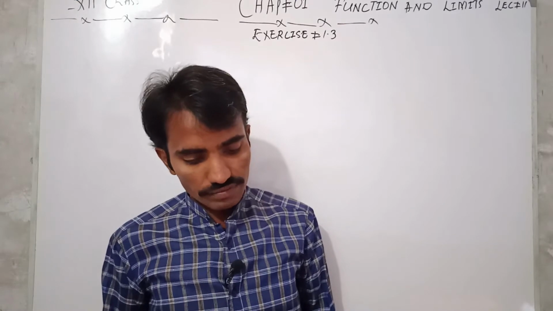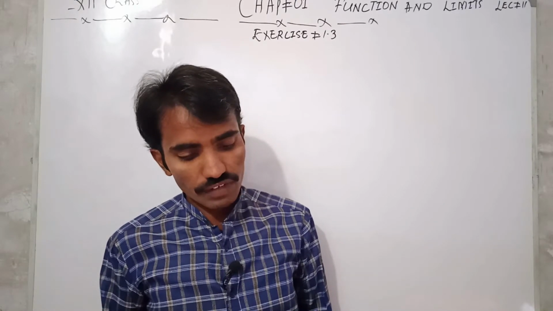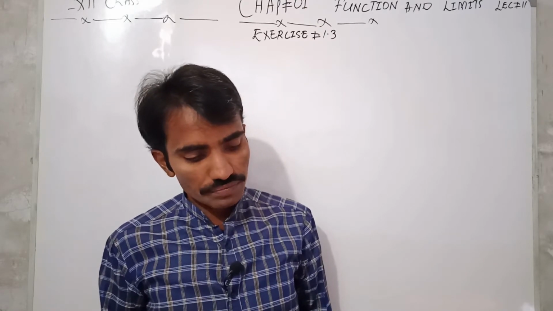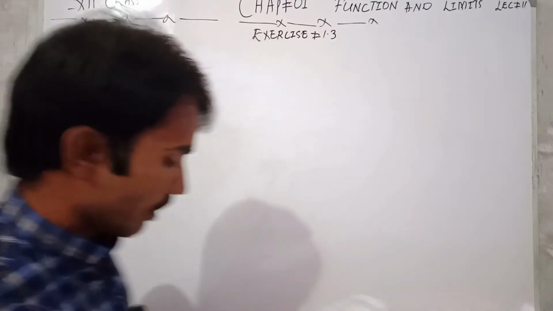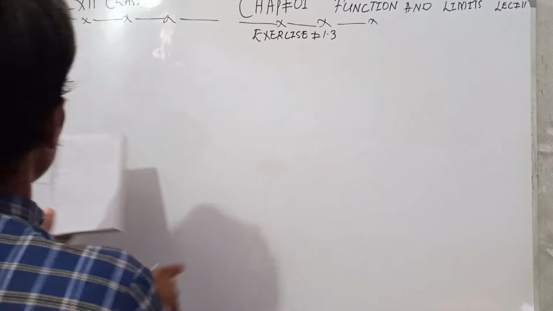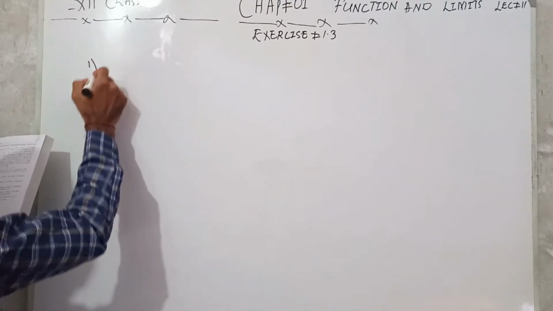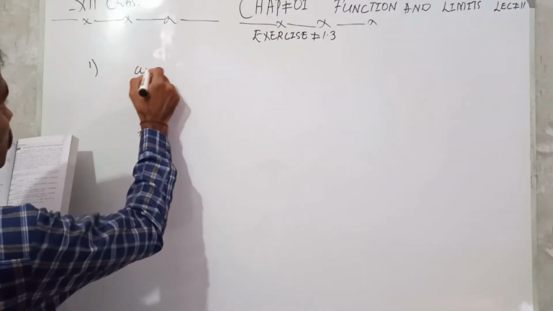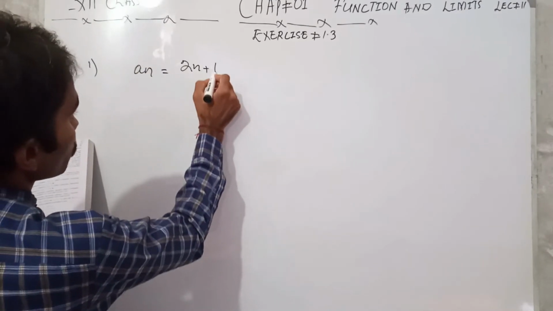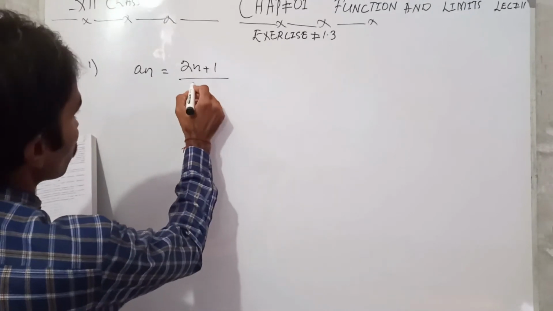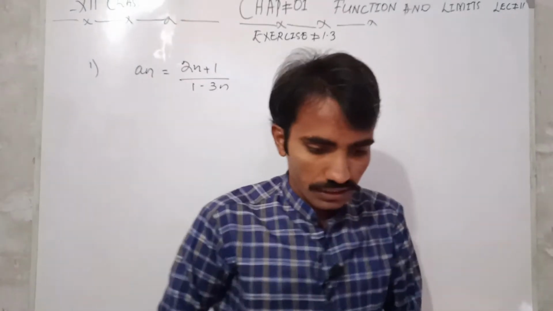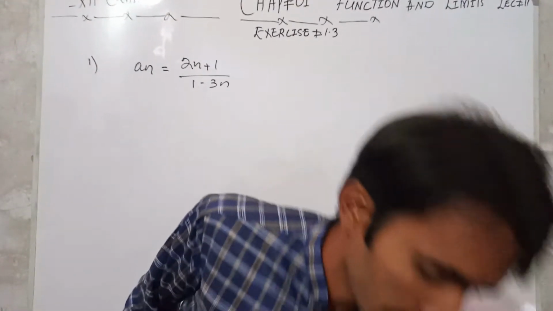Exercise 1.3: find the limit of each of the following sequences whose general term is given below. Problem number 1: a_n is equal to (2n + 1) divided by (1 - 3n). So this is the general term we have been given.